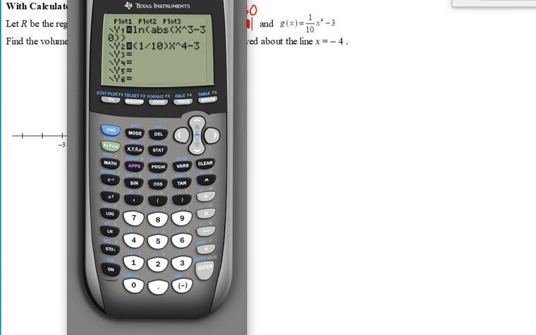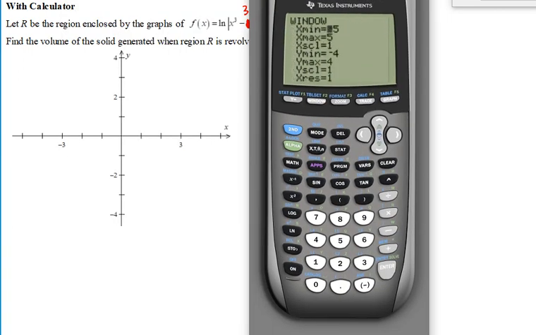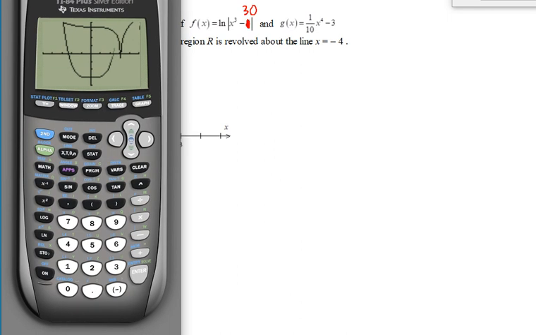And let's change our window size here. So window, and then to make it fit on here, I just change it to -5 to 5 on the x min and max, and the y min and max -4 to 4, just so we can kind of zoom in on this region. And you can play around with it until you can see the region close. And then it's going to graph them, remember, in the order we typed them in. So when you hit graph, there's the graph of the natural log of the absolute value of x cubed minus 30, and there's the graph of g of x, 1/10 x to the 4th minus 3.